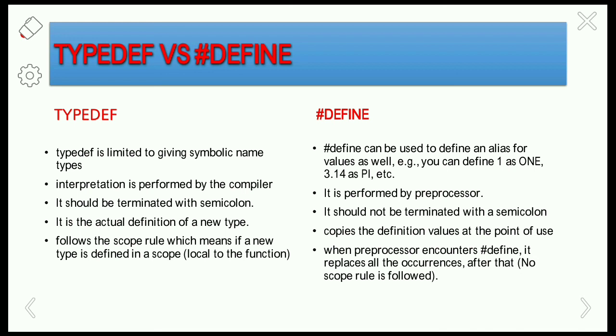Whereas hash define, we define in the header file, so it will be available throughout the program. So the scope is throughout the program. These are the differences between typedef and hash define.